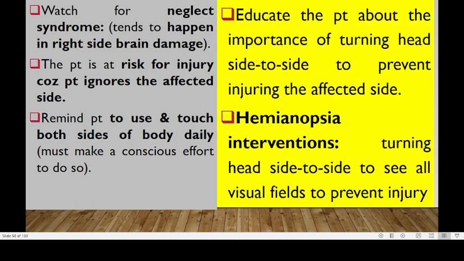Also about safety, especially for those with right side brain damage, they tend to forget about the left side, and this is a risk for injury because the patient ignores the affected side. You have to remind the patient to use and touch both sides of the body, and make a conscious effort to do so. Educate the patient about the importance of turning the head from side to side to prevent injuring the other part.